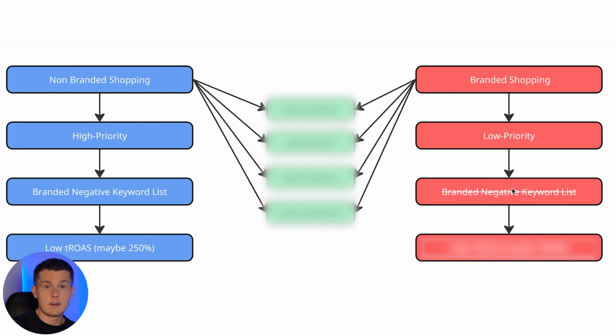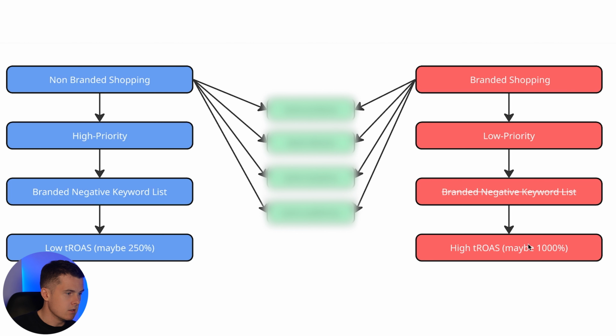We don't add a branded negative keyword list because this is a brand campaign. We don't want to block branded keywords from serving, so we don't add that negative keyword list. And here we have our high tROAS target. We know that branded terms convert 3, 4, 5 times more often than non-branded terms. They generally convert again 3, 4, 5, 6 times more efficiently. So if you have a CPA of $30 on your non-branded campaigns, you might have a CPA of $10 on your brand campaigns, something like that. So what we do is we set a really high tROAS to ensure that Google is only focusing on our branded terms in this campaign.